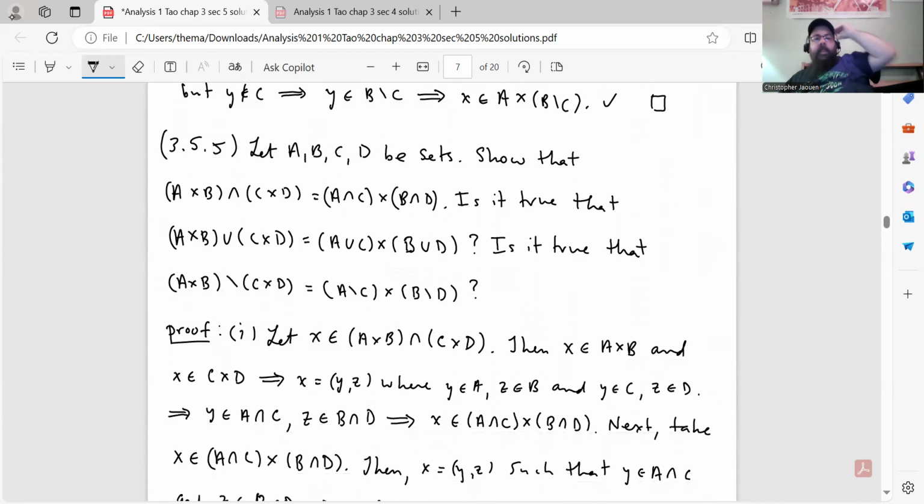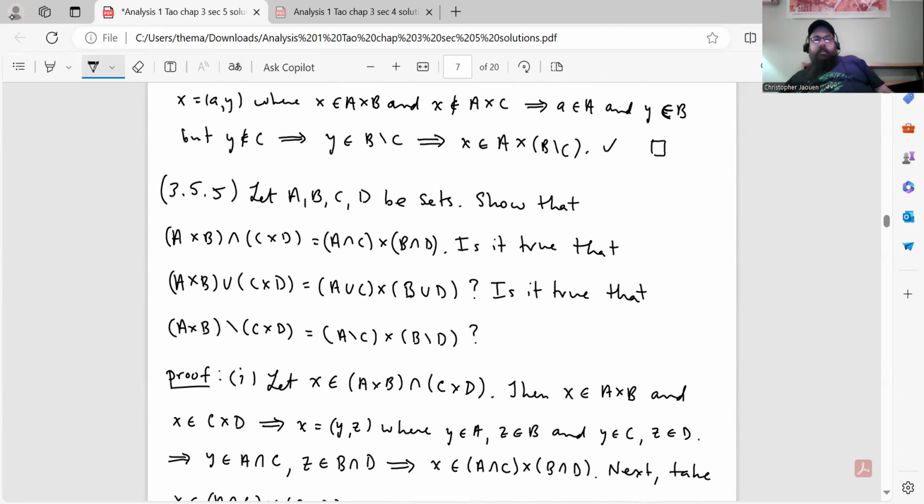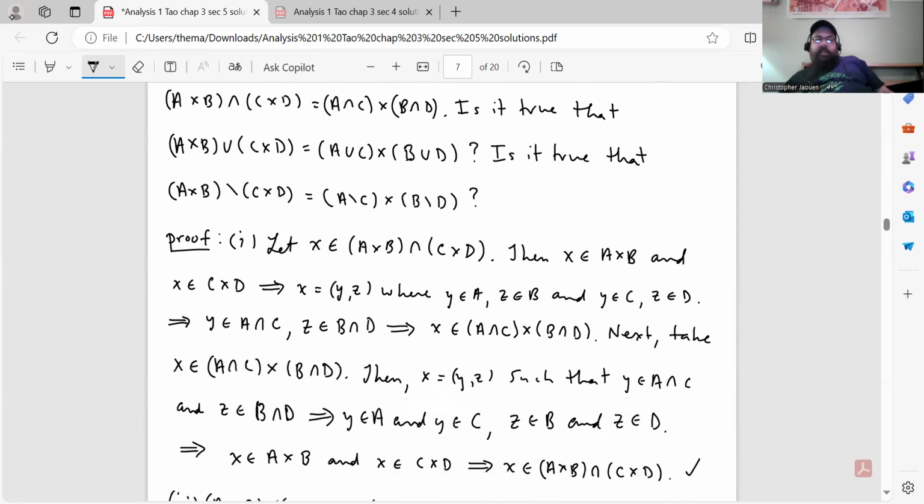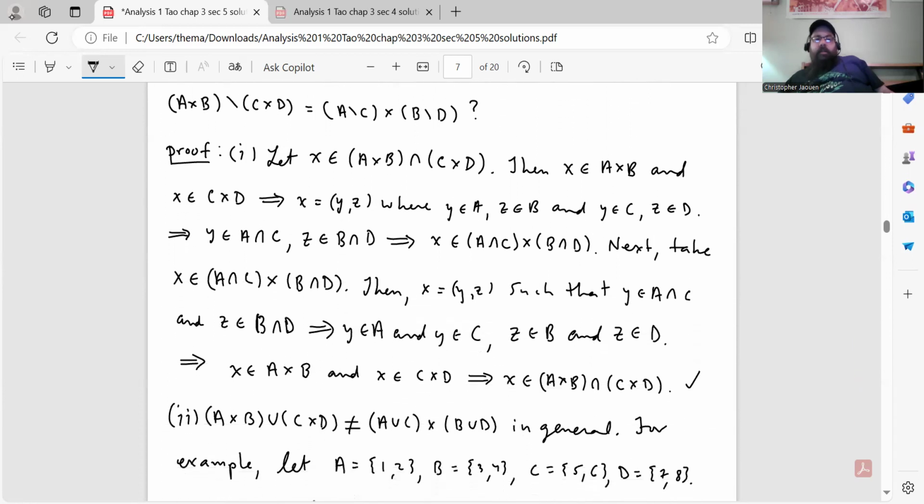3.5.5. Let A, B, C, D be sets. Show that A times B intersect C times D is A intersect C times B intersect D. And then he asks, is it true that A times B union C times D equals A union C times B union D? And is it true that A times B minus C times D is equal to A minus C times B minus D? The proof of the first part is the same type of proof, so I'll leave it on the screen for a second. You can pause your screen and see the proof. I'm not going to go through it in detail.